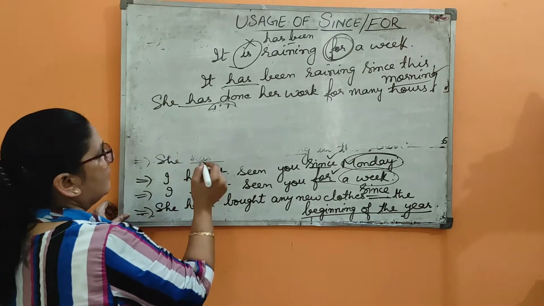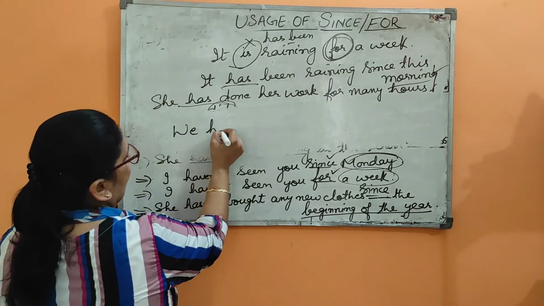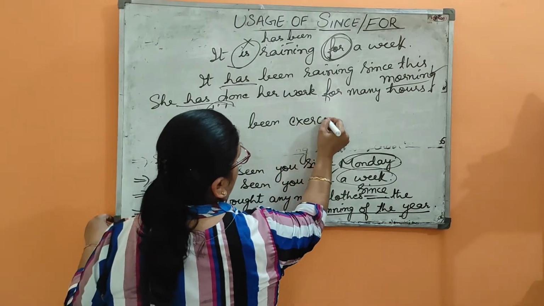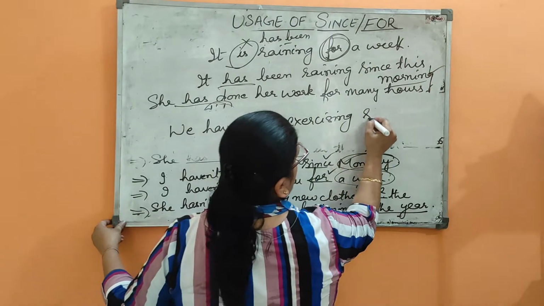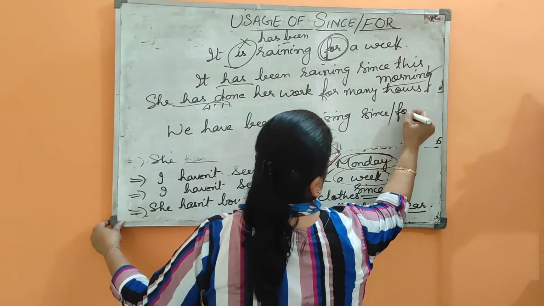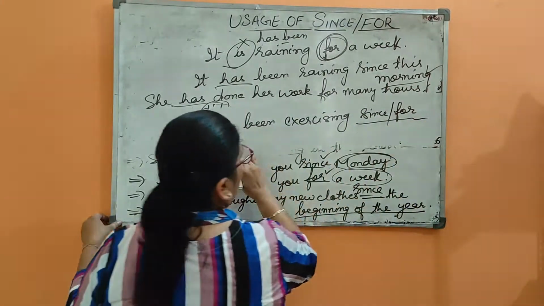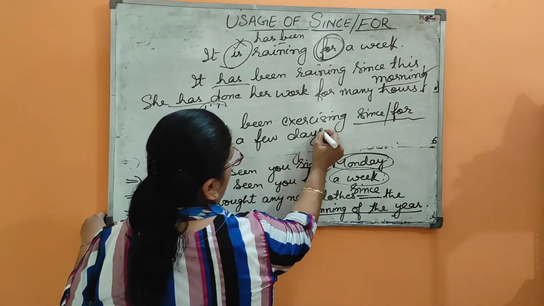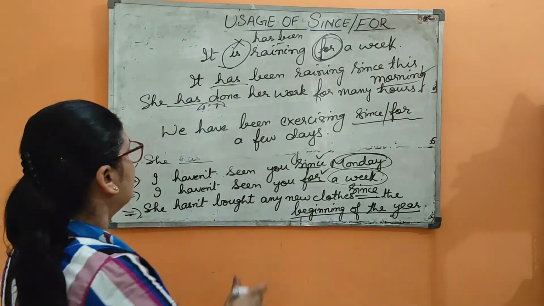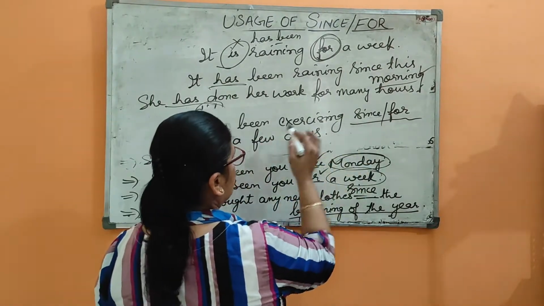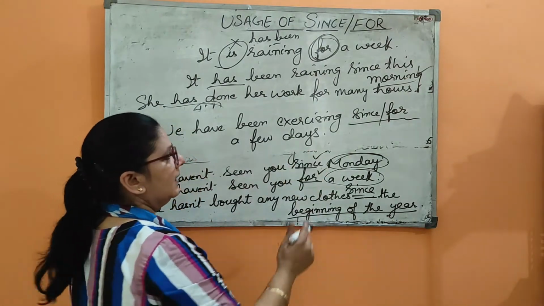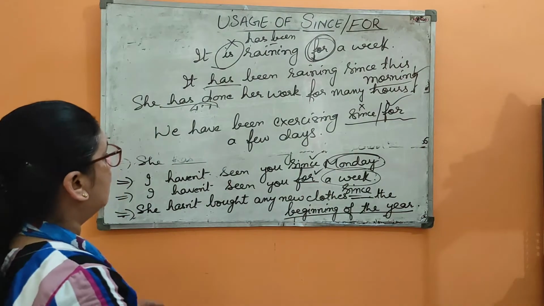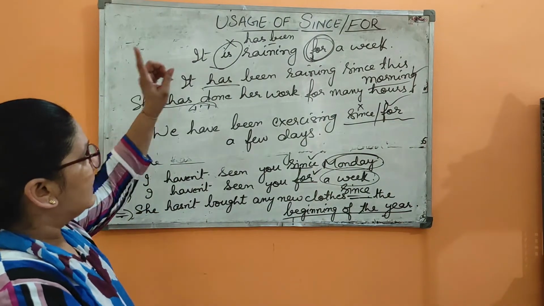One more sentence we may discuss. We have been exercising, since or for. You have to choose since or for. A few days. What is the right option? We have been exercising since a few days, for a few days. It would be definitely for a few days. Since would be wrong.